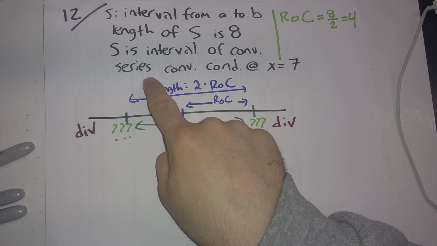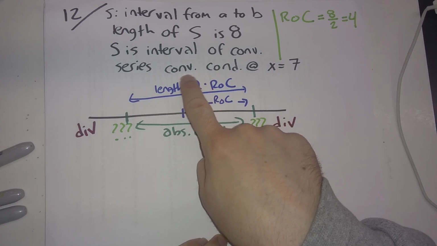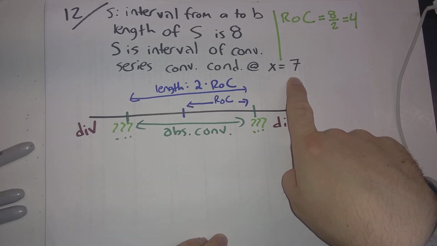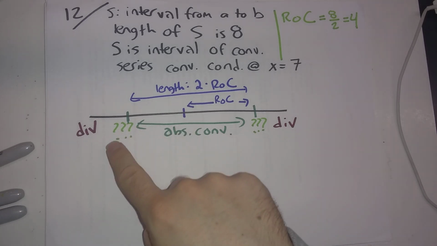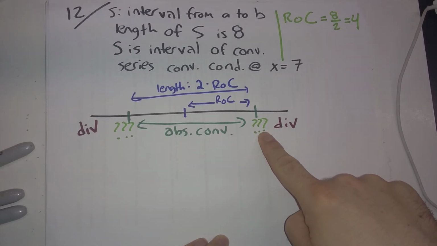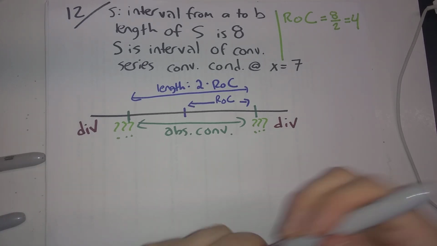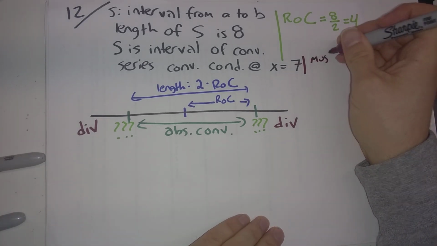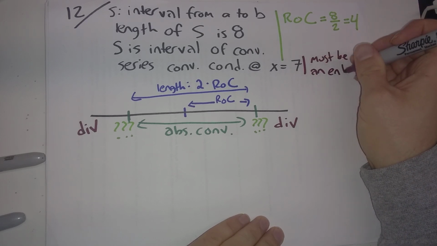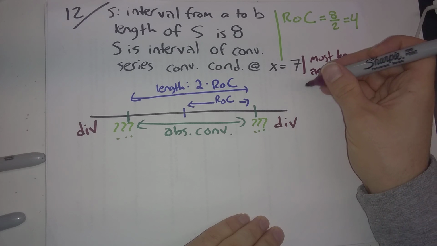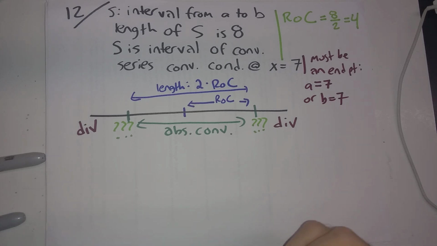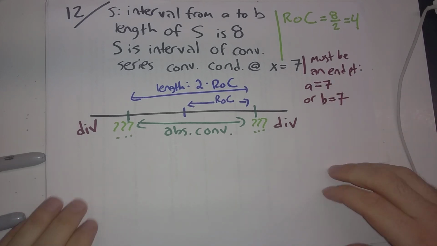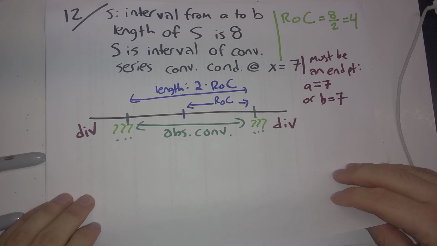Now let's read this carefully here. The series converges conditionally at x equals 7. The only place in this chart in which it can conditionally converge is either at the left endpoint or at the right endpoint. So this tells us that x equals 7 must be an endpoint. We either must have a equals 7 or b equals 7. Either the right endpoint is 7 or the left endpoint is 7. So let's analyze these two possibilities separately.